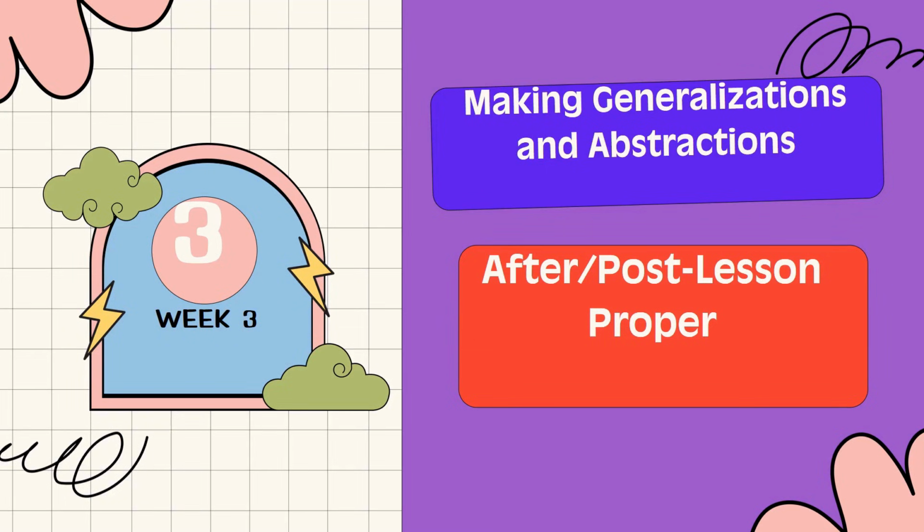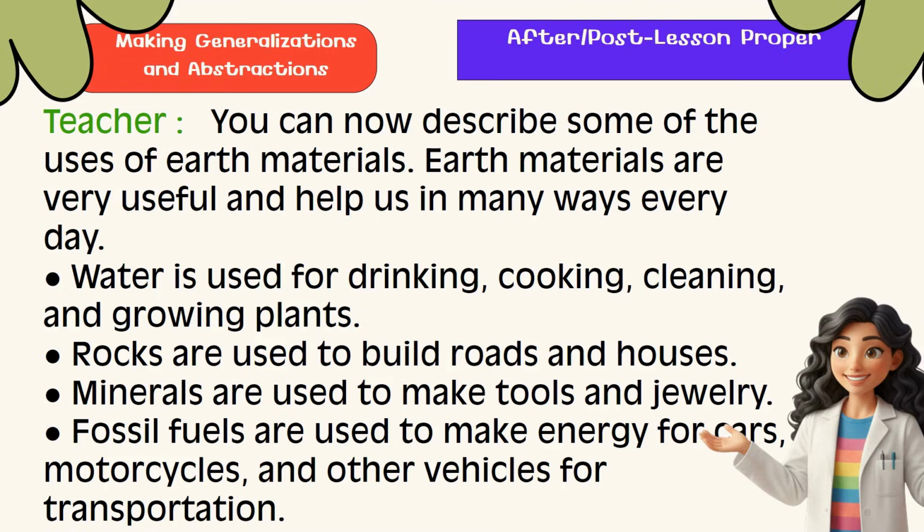Making generalizations and abstractions. You can now describe some of the uses of earth materials. Earth materials are very useful and help us in many ways every day. Water is used for drinking, cooking, cleaning, and growing plants. Rocks are used to build roads and houses. Minerals are used to make tools and jewelry. Fossil fuels are used to make energy for cars, motorcycles, and other vehicles for transportation.